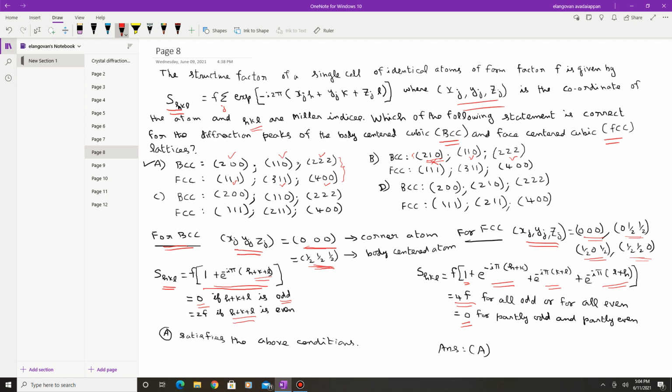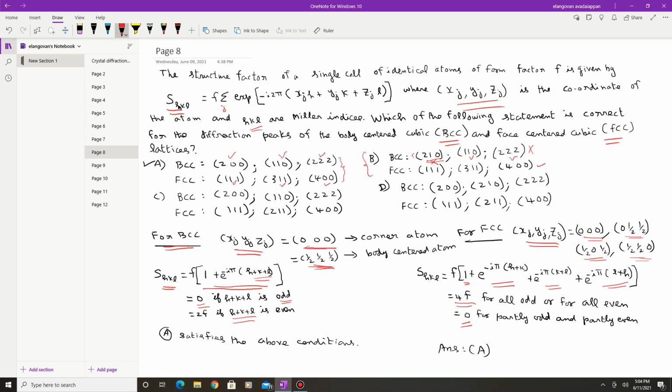But if you take FCC, this 111, 311. So though this is allowed for FCC, since one hkl value, these values are not allowed for BCC. So this is not allowed. So you won't get a diffraction peak for this one, BCC.